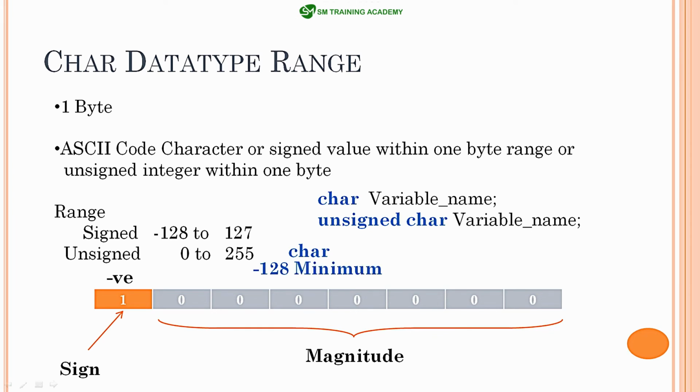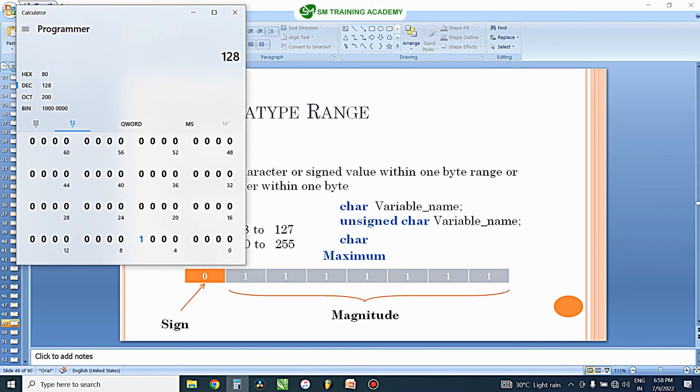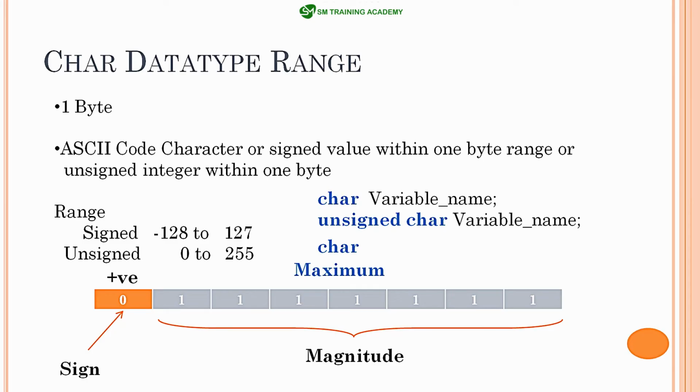And let's test the maximum number that can be stored. So the maximum number will be always positive, so the sign bit will be holding the value 0. And the maximum number that can be stored in the 7 bits of memory is 1111111. So let's test what is this number. I am just opening the calculator. 01111111. It is nothing but positive 127. So this is the maximum number that can be stored in the signed version of char data type.